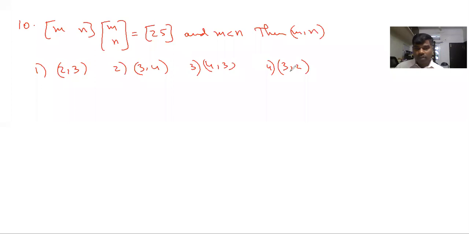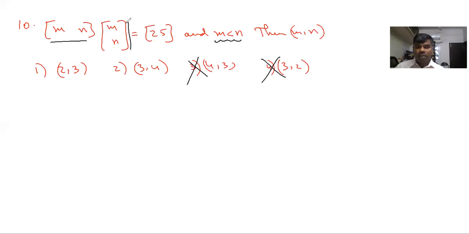Why is the fourth option eliminated? By looking at this, they told m less than n, and here 3 is greater than 2. So straight away it is not the correct answer, because the first number should be less than the second number. So that is possible only for these two. If in this also one of the options had the first number greater than the second number, we could cancel that and directly pick the answer without doing the problem. But to eliminate one of these two, we simplify this matrix multiplication.